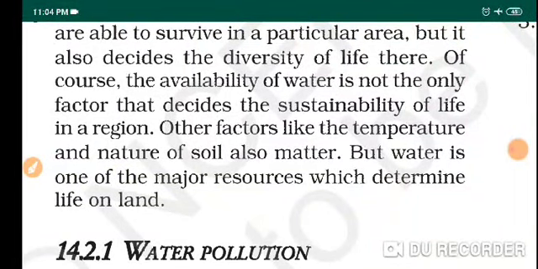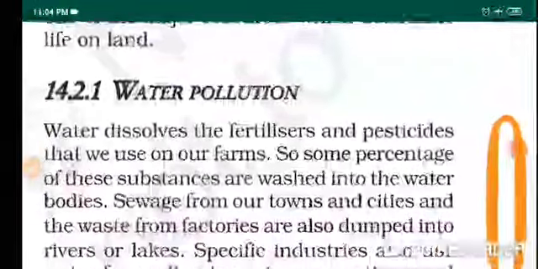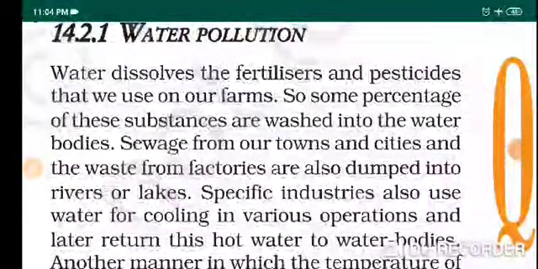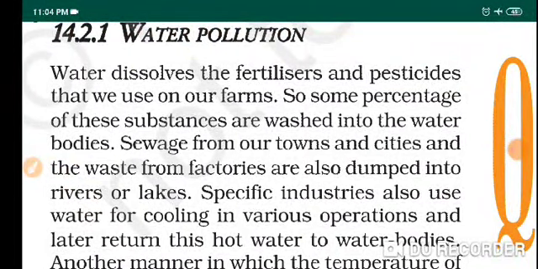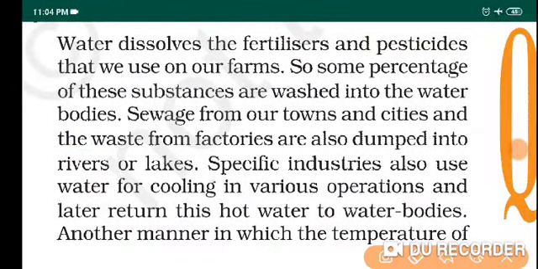Other factors, not only water availability, of course there are other factors, but the main one is the water availability that is determining the biodiversity in a given region. Now, if water is so important and water is playing a major role in life, then the question comes, is it ever getting polluted? Well, of course, water also gets polluted.